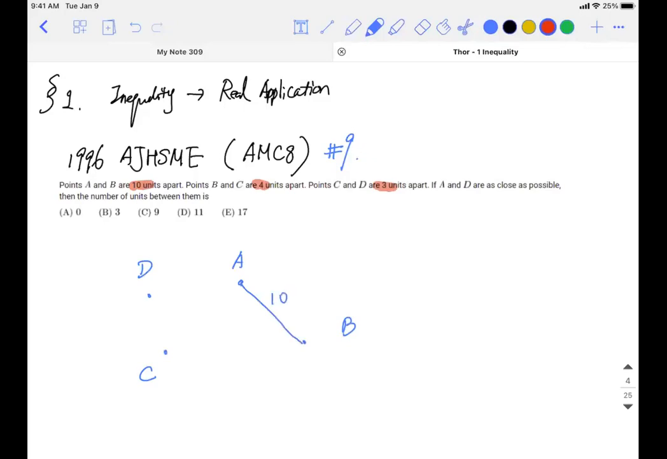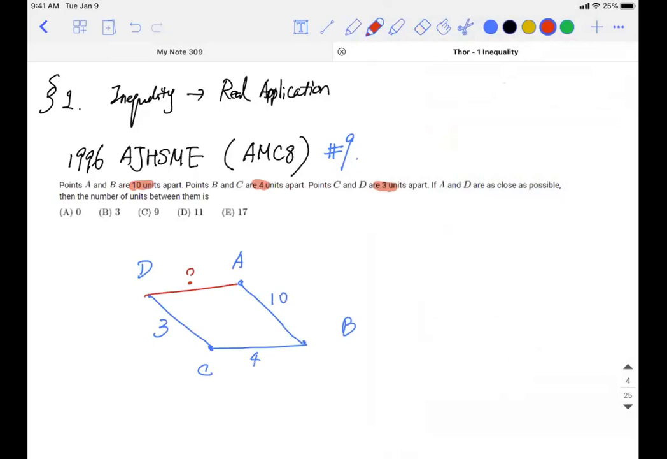BC equals 4. Okay, BC equals 4. I'm going to put BC here, maybe it's closer, right? BC equals 4. And CD equals 3. With all that information, the question asks you to determine the value of AD.